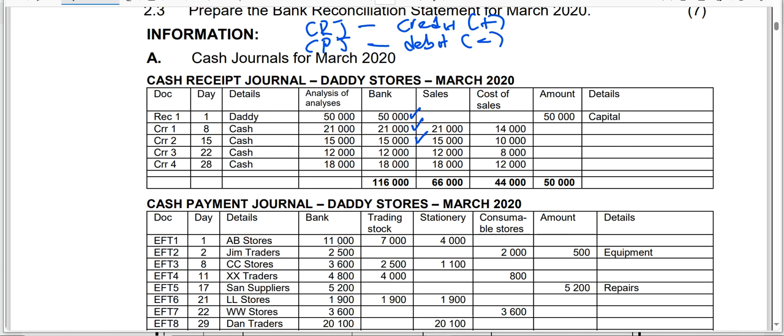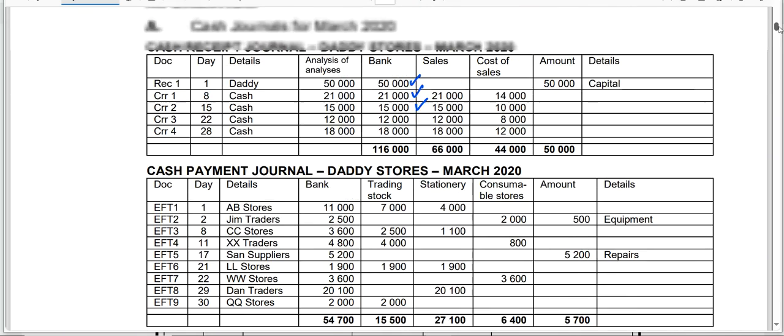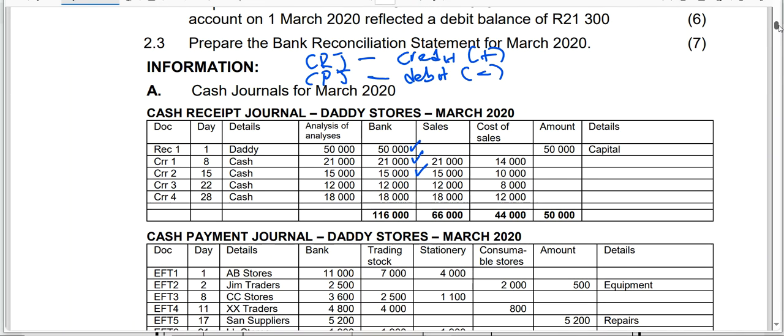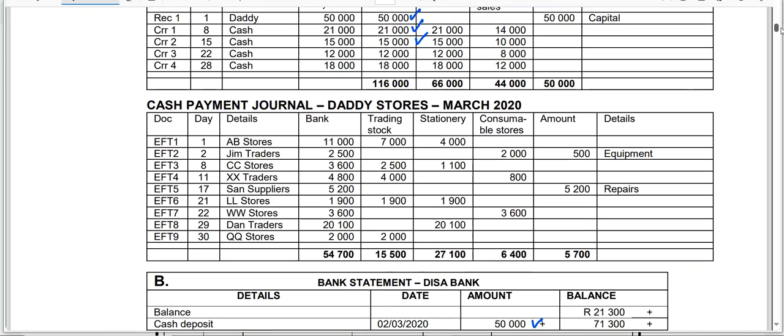Okay, and then the next item that we have is a cash deposit of 12,000. We need to make sure that the 12,000 appears both on the bank statement and also there. So here it is, the 12,000 appears here. And then next, we also check the next amount. The next amount that we have here is on the 22. Remember that 12,000 appears both sides, so we're going to tick it both sides to check if everything appears.